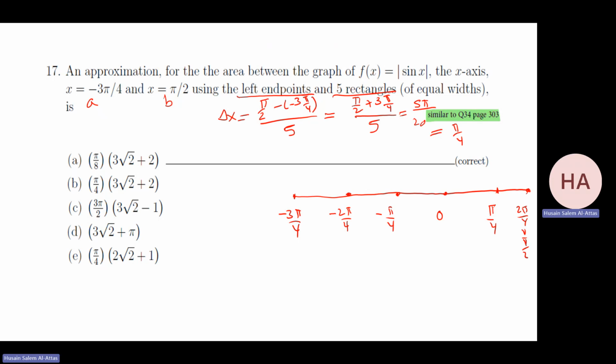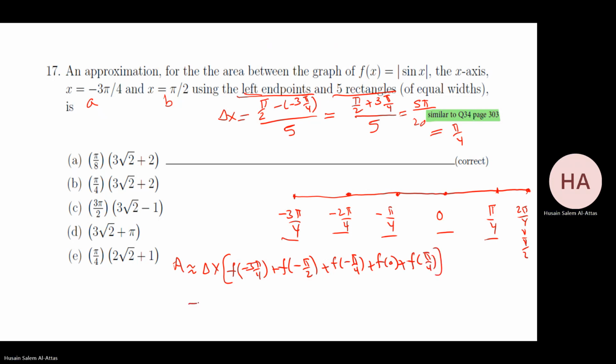Okay, and I want to use the left endpoint. I use the absolute value to make it easier, but I think it's a fraction thing here. Okay, focus. So my area is approximately delta x. I want to use the left endpoint, so I'm going to use these points. So it will be f of minus 3 pi over 4 plus f of minus pi over 2 plus f of minus pi over 4 plus f of 0 plus f of pi over 4.